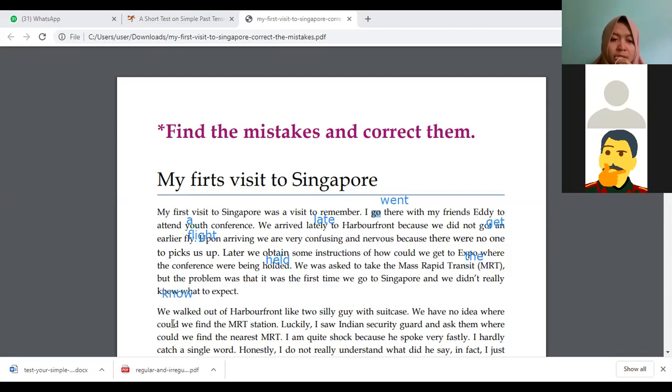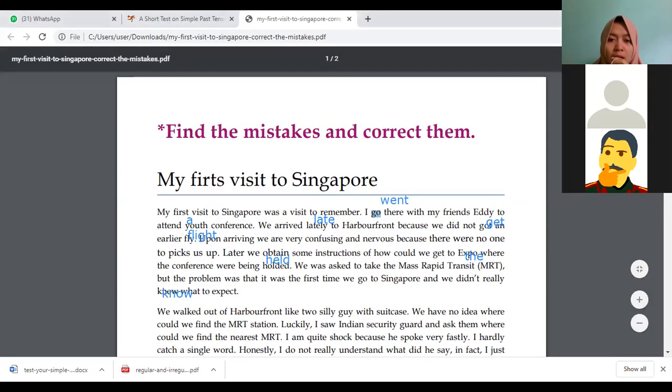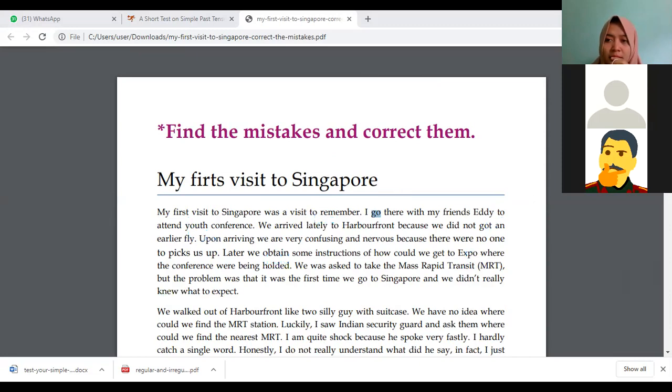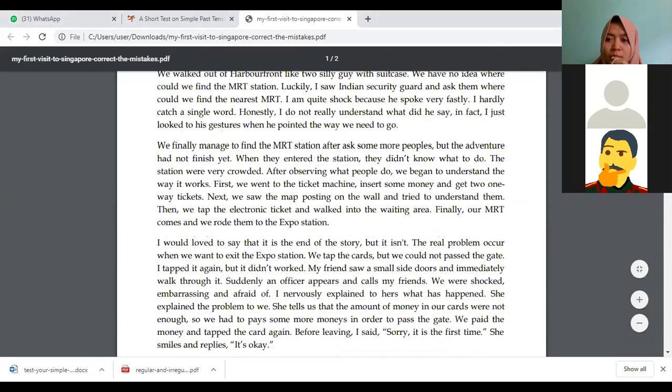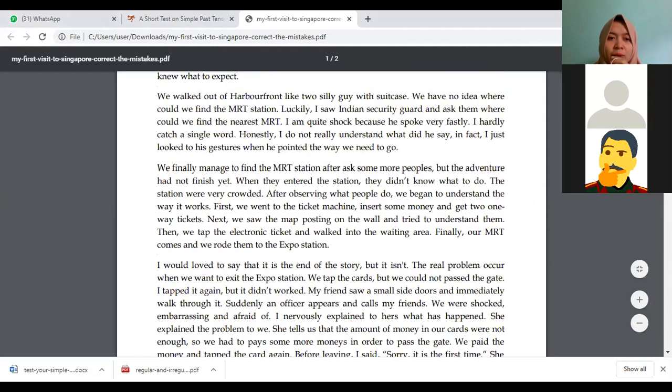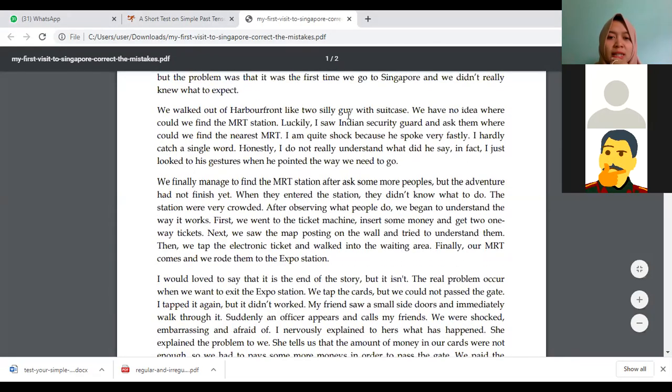We walked out of harbor front, and then when I scroll down, I'll clear all drawing, because when I scroll down, oh sorry, second paragraph. We walked out of harbor front like two silly guy with suitcase. Is that right? Like two silly guys. Oh yeah, plural, sorry, two silly guys with us.